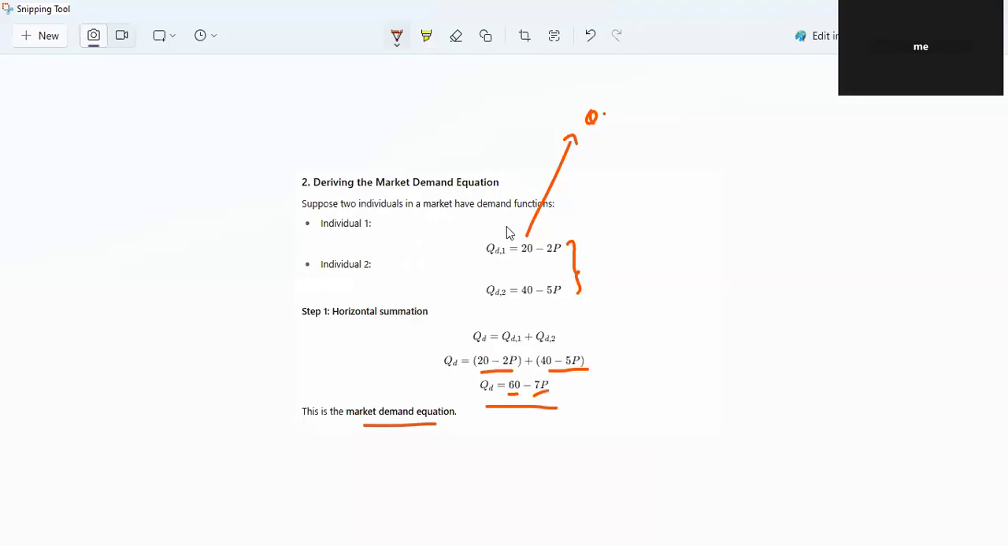I'm sharing. Here we have two individuals, individual 1 and individual 2. Individual 1 was 20 minus 2p, individual 2 was 40 minus 5p. When you add these two, 20 plus 40 is 60, minus 2 minus 5, 7p. So this is what makes our market demand.